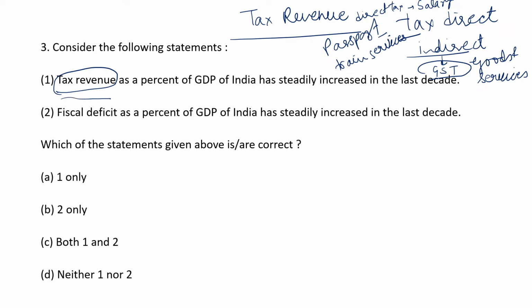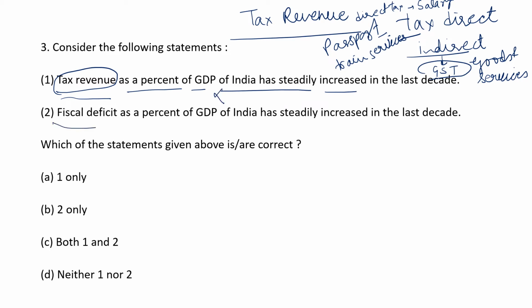Tax revenue, which is collected as a percentage of GDP, has steadily increased in the last decade. And we need to check that as a percentage of the GDP, this tax should have increased steadily. But there are some instances where it has not increased steadily. If India is facing some sort of less inflation or a phase of recession, then it is hard to have the steady increase. That is why this option is not correct.